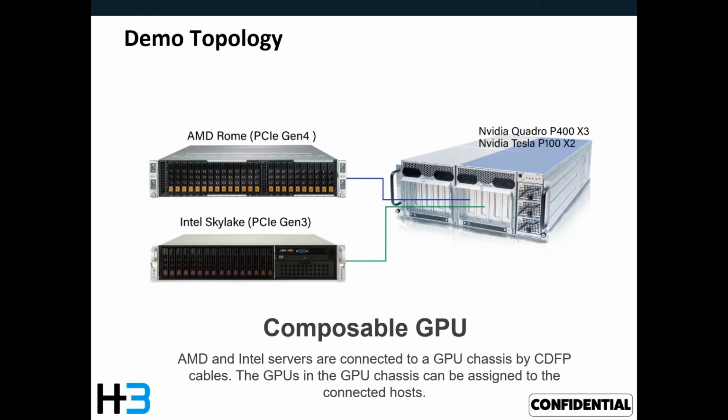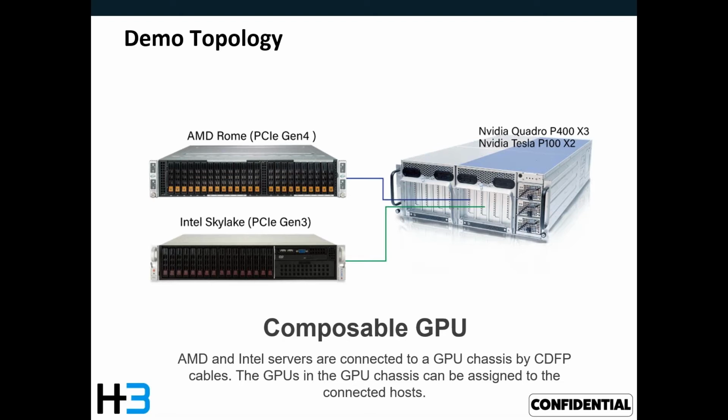Let's first have a quick look at the demo topology shown in the diagram. In this GPU cluster, one AMD PCIe Gen4 server and one Intel Gen3 server are connected to a 16-slot GPU chassis through CDFP cables. Two NVIDIA P100s and two P400s are in this GPU chassis. Maya is installed on the AMD server, and one P100 GPU is assigned to the AMD server, while two P400 GPUs are assigned to the Intel server.